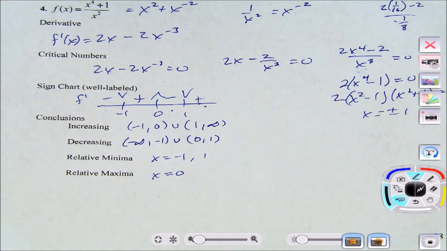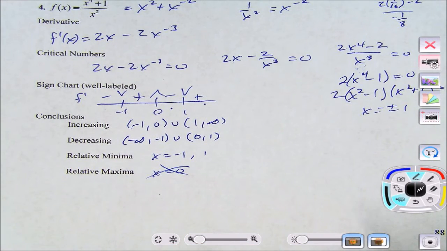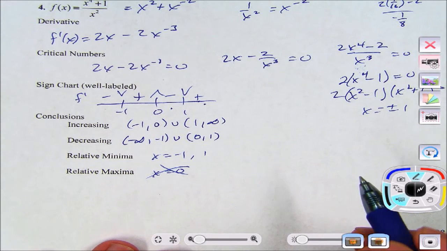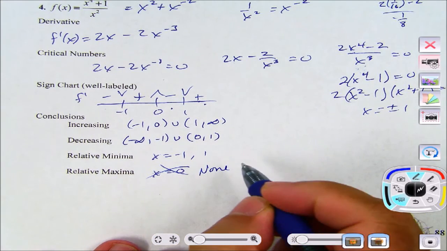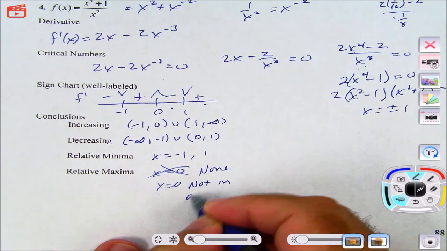Oh, is that true? No, because 0 is undefined. 0 is undefined, so no. There's no max. Alright. Okay. So what do we got here? So there's none. There's no absolute maximum because x equals 0 is not in the domain.